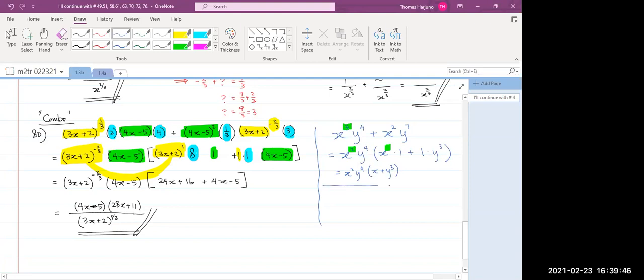Now, let's change the question a bit further into some negative numbers. So if I have x to the negative 3, y to the 4, plus x squared, y to the negative 7, what comes out?